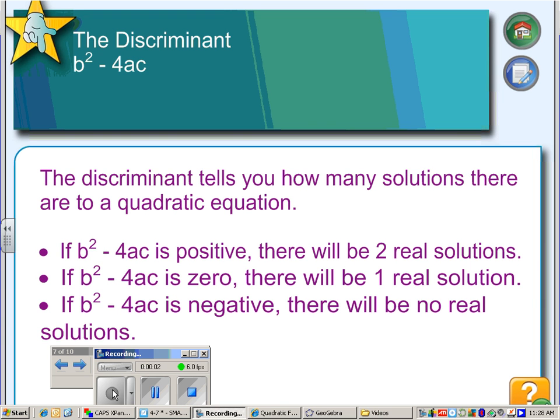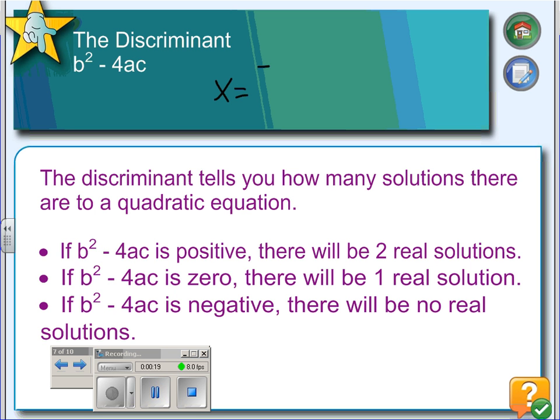This is part 2 of lesson 4-7. We are now going to use the discriminant to determine how many solutions there are to a quadratic equation. The discriminant is just part of the quadratic formula. So in the entire formula, you have x equals negative b plus or minus the square root of b squared minus 4ac all over 2a. The discriminant is just b squared minus 4ac.